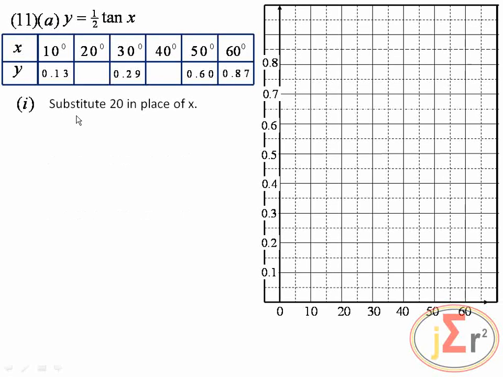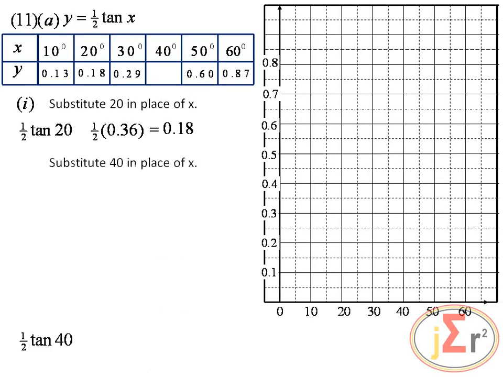So substitute 20 because 20 is missing. The corresponding value of y when x is equal to 20 degrees is missing. So substitute 20 in the place of x. So we have a half of tan 20. And what is a half of tan 20? A half of tan 20 is a half of 0.36, which is 0.18.